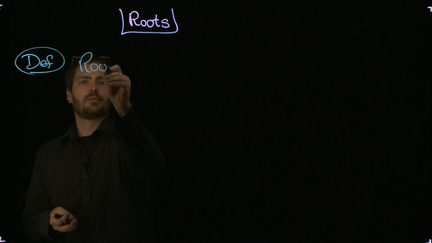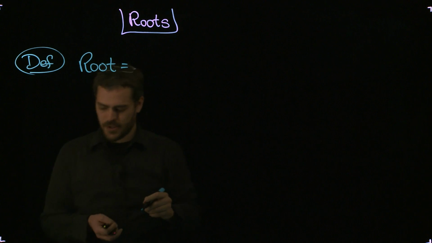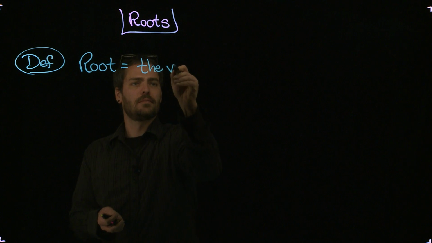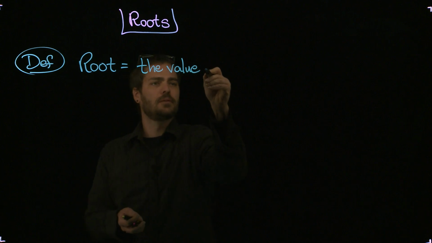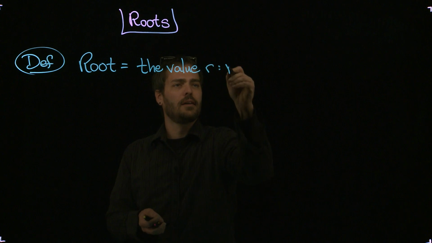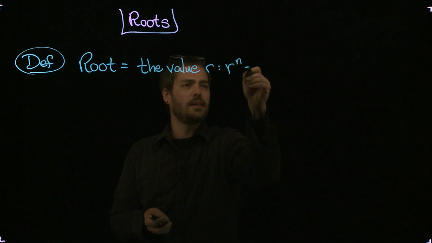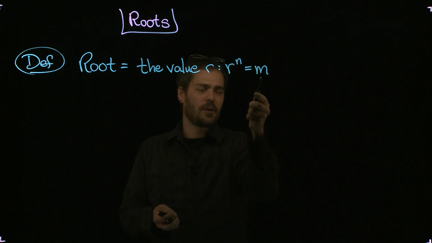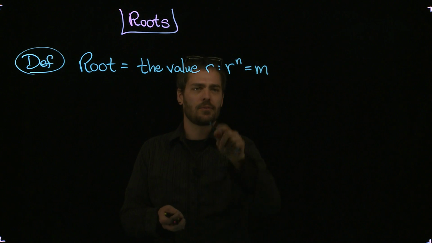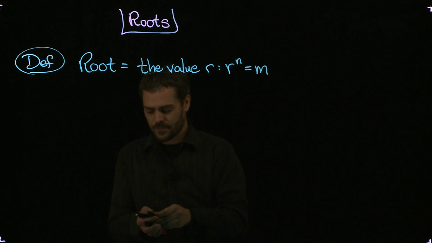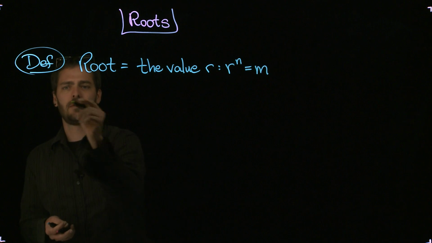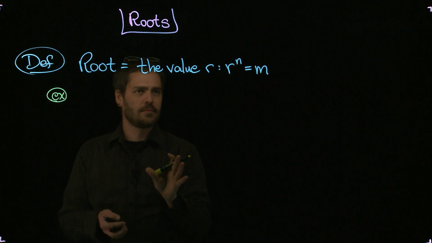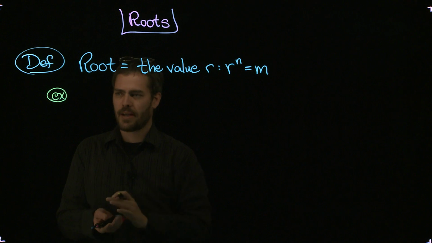Let's call a root essentially the value r such that r raised to a power n equals m. So whatever this guy is raised to a power equals something else, and the root is just the r guy here itself. So let me give you an example of that to illustrate this definition, since this may not be the most common definition you see, at least right off the bat.